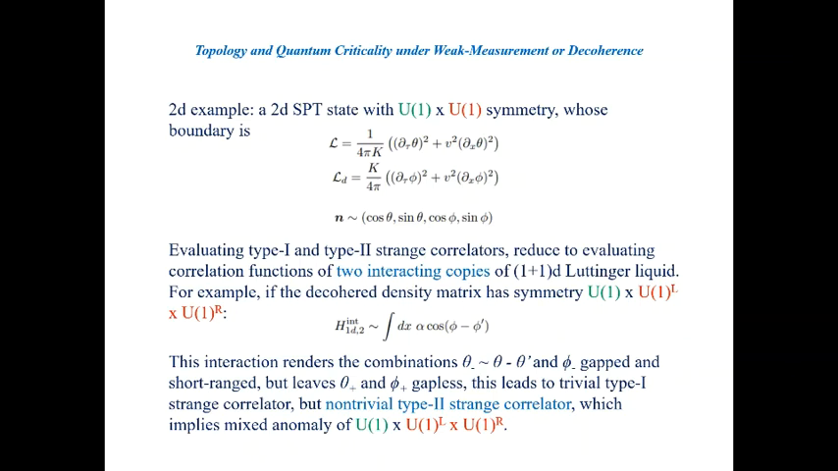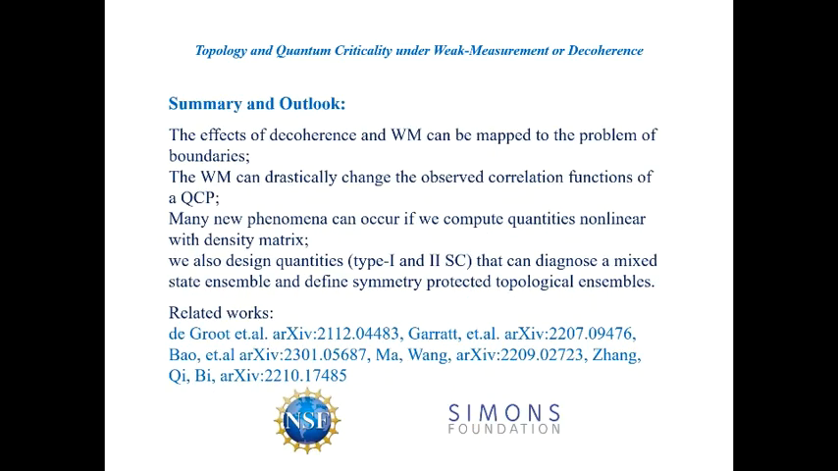And then you can see that this term will gap out the theta minus channel and the phi minus channel in a Luttinger liquid language, with theta and theta prime, phi and phi prime. Suppose this term is turned on, it is going to gap out theta minus, equal to theta minus theta prime, and phi minus, equal to phi minus phi prime, but the theta plus and phi plus channels will still remain gapless. It turns out that this remaining gapless mode will make the type two strange correlator still non-trivial. The type two strange correlator will still have power law correlation, even under the decoherence. However, just like before, the type one strange correlator will be trivial. We have short-range correlation because of this coupling.